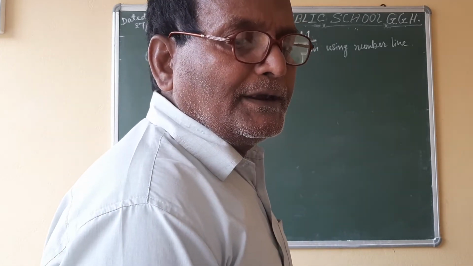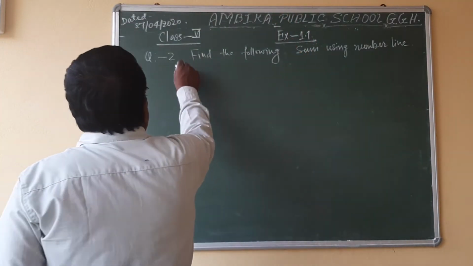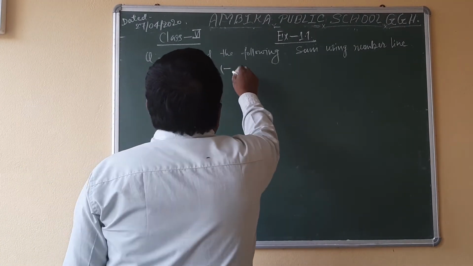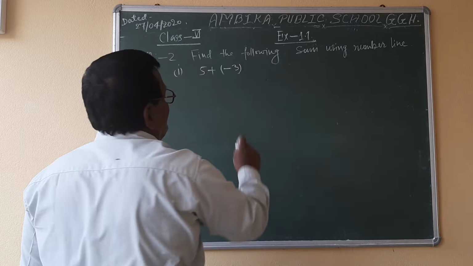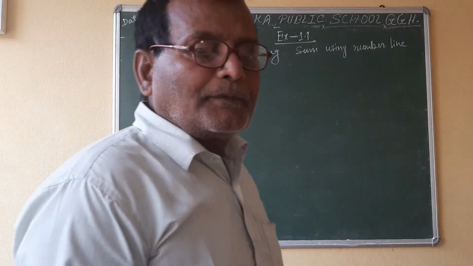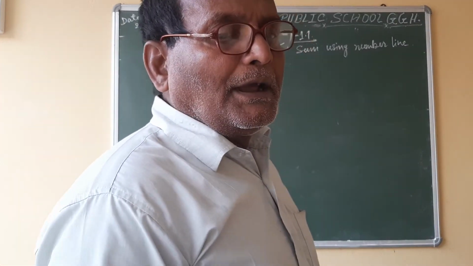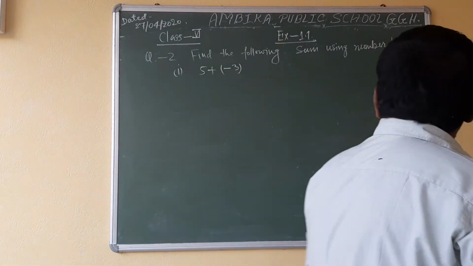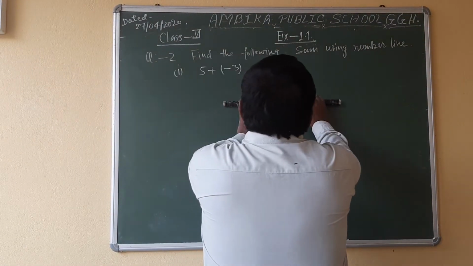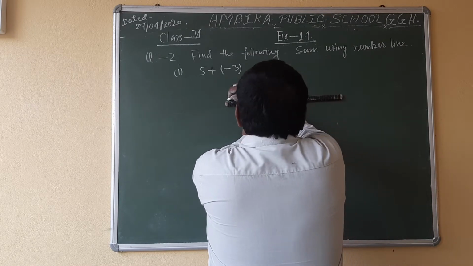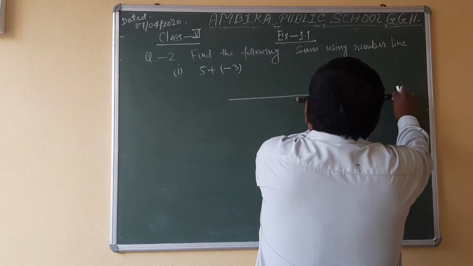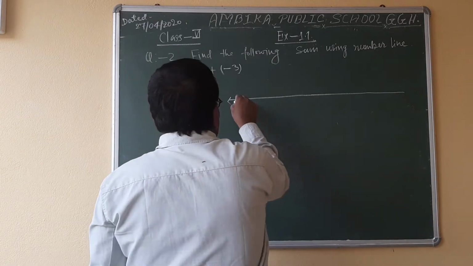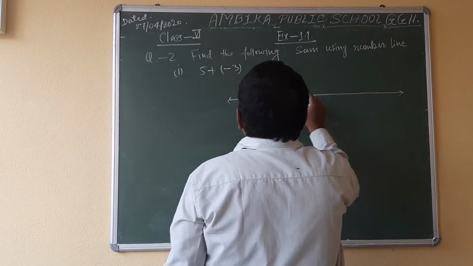Question 1 is 5 plus minus 3. We have to add 5 plus minus 3. Using number line, we draw a number line.